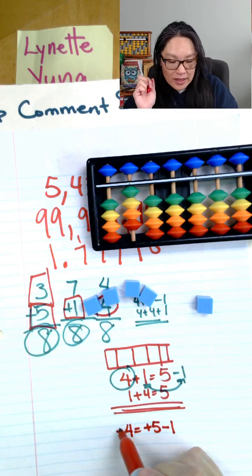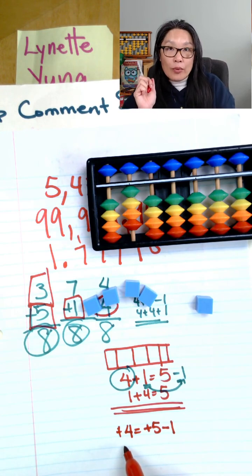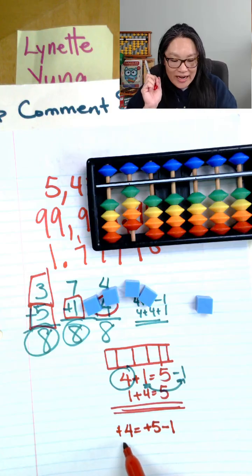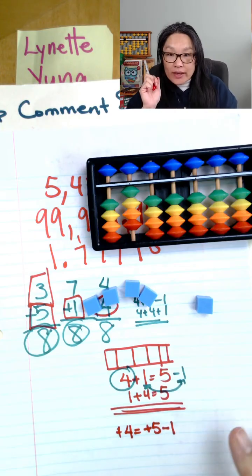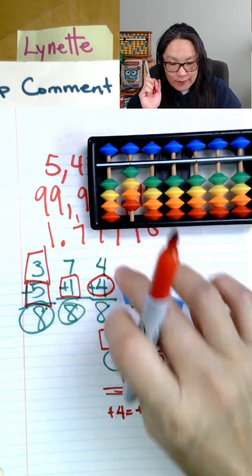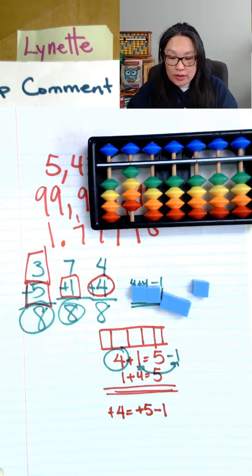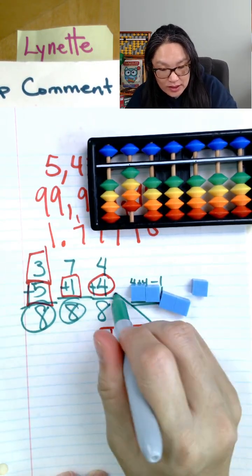I say plus the 4 because I want to remind ourselves what the operator is doing. We are adding. When we want to add the 4, we want to add the 5 and take away the 1. So we're back to here. I want to add the 4, so I need to substitute the equation. I'm going to substitute this equation into here.